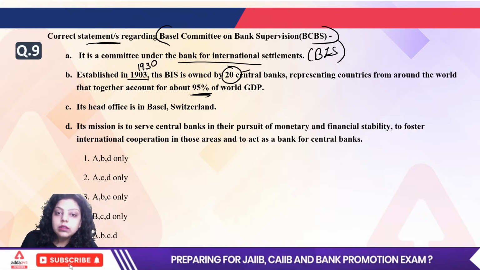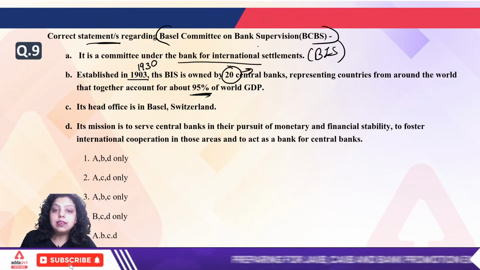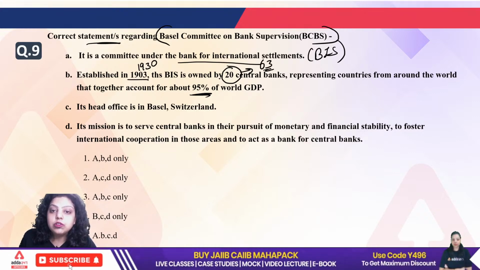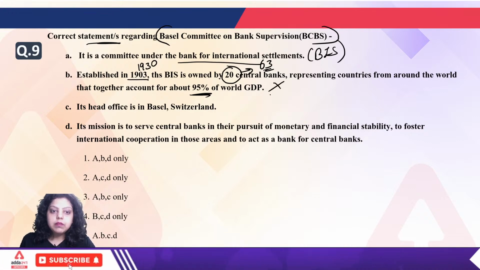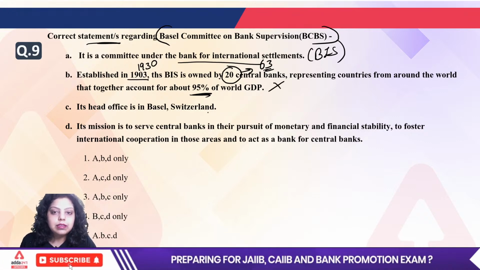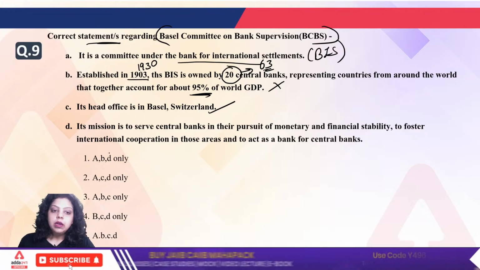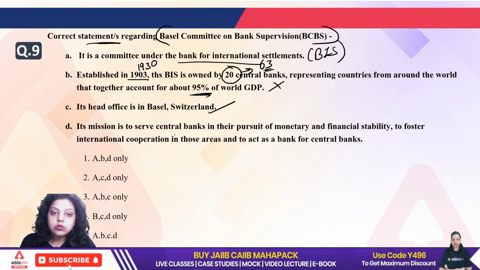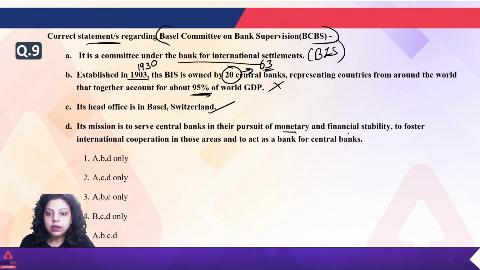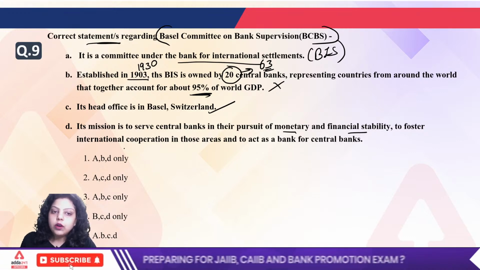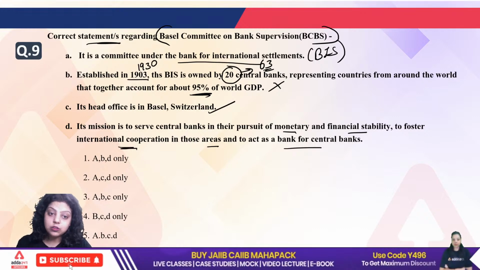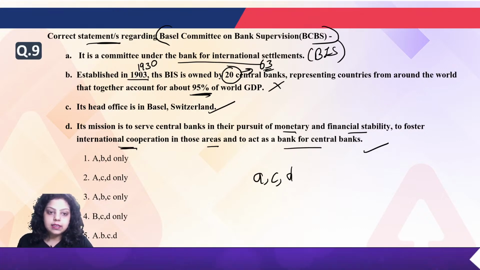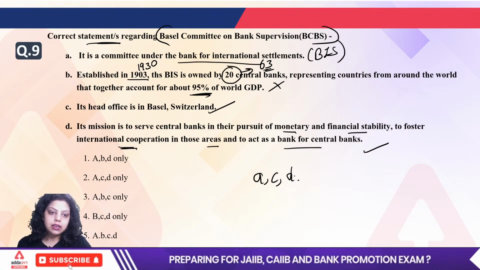And the members are not only 20 central banks. Now there are 63 central bank members. So the second statement is not true. Okay. And when we are talking about the third, the headquarters is in Basel. That is true. The third statement is true. Its mission is to serve central banks in their pursuit of monetary and financial stability, to foster international cooperation in those areas, and to act as a bank for central banks. That is true. So the D option is also true. So A, C and D, these three statements are true, and the right answer will be your second.